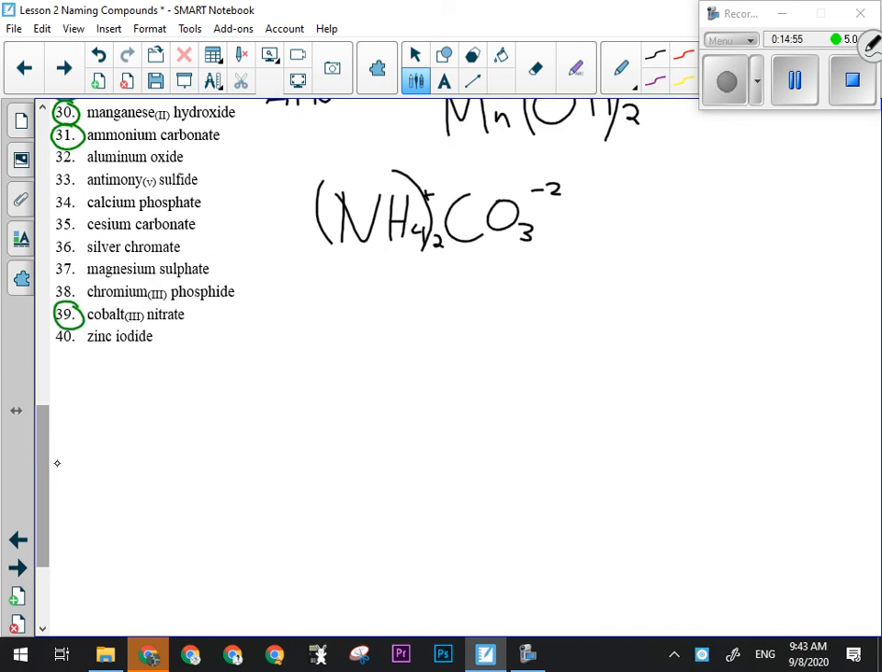Okay, and for 39, cobalt-3 nitrate. Again, what does the 3 tell me about cobalt? It's positive 3, right? Its charge. I use that in the drop and swap. And it is with nitrates, okay? NO3, which is a -1. So what's going to have to go here? Brackets with what outside? 3.